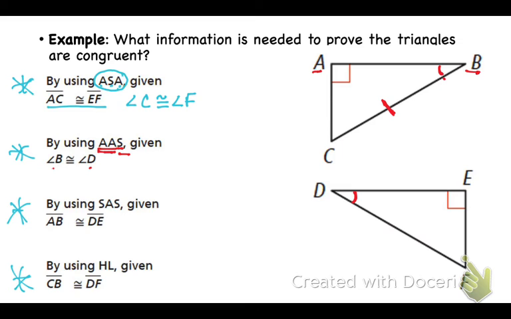Now when I come to this triangle, what do I need to go first? Can I do D first, or which one do I have to do first? E. Why do I have to do E first? Because I did what first up here? I did the right angle first, so do I have to do the right angle first in this one too? Yes. So I have E, D, so I have to have what side? DF. So I need BC is congruent to DF.